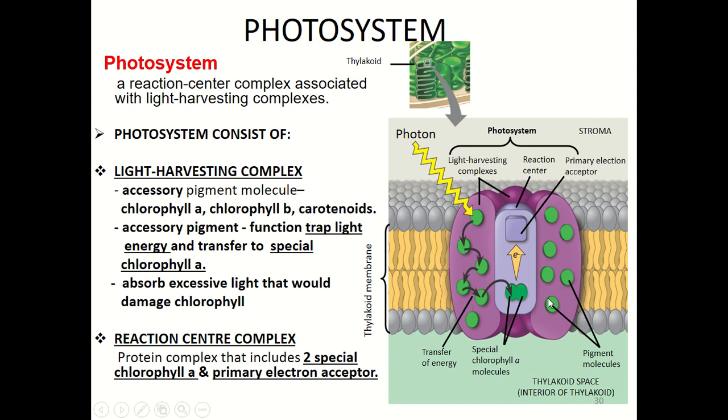The light harvesting complex contains pigment molecules such as chlorophyll A, B, and carotenoids, and its function is to trap the photon, the light energy, and transfer it to the chlorophyll A molecule in the reaction center. The reaction center includes two special chlorophyll A molecules, and also a primary electron acceptor. The primary electron acceptor is the place for the excited electron to stay for a while.